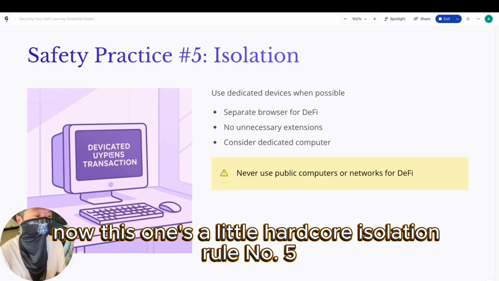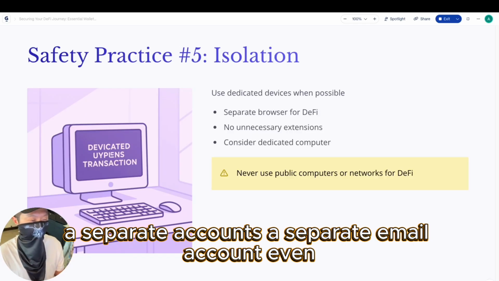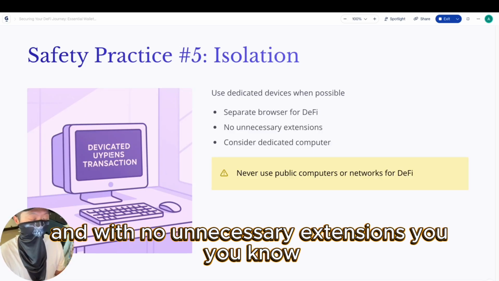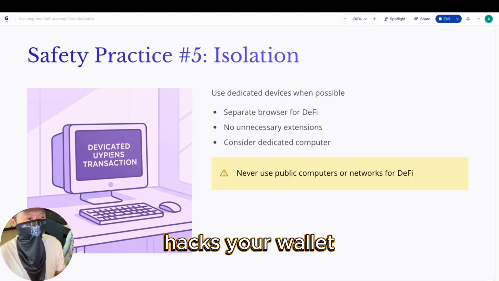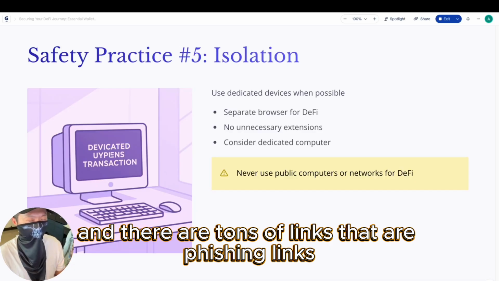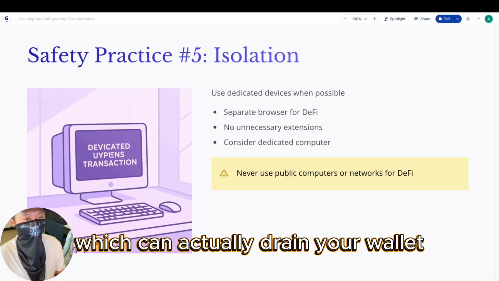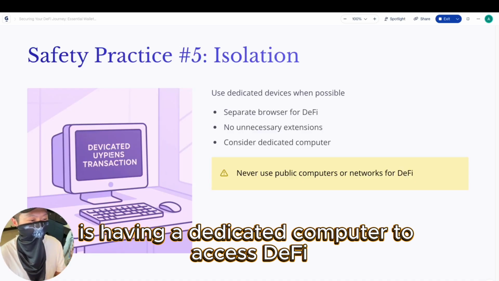Now this one's a little hardcore. Isolation, rule number 5. You can use separate browsers for DeFi, separate accounts, a separate email account even, and with no unnecessary extensions. Extensions can contain malware that actually hacks your wallet, takes your seed phrase, whatever, and there are tons of phishing links which can actually drain your wallet. So don't. And in practice, isolation at its highest level is having a dedicated computer to access DeFi.